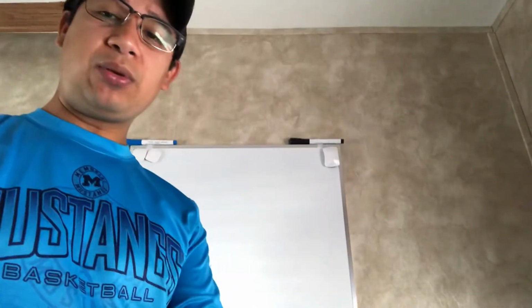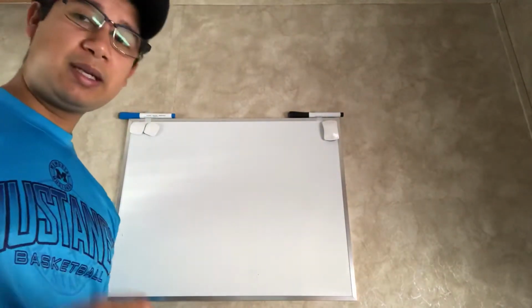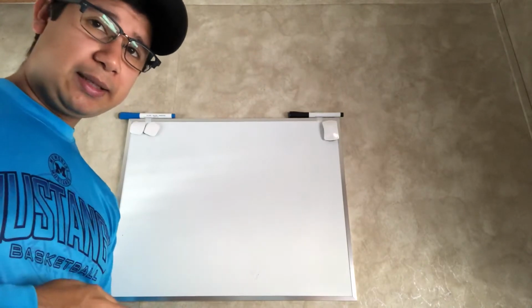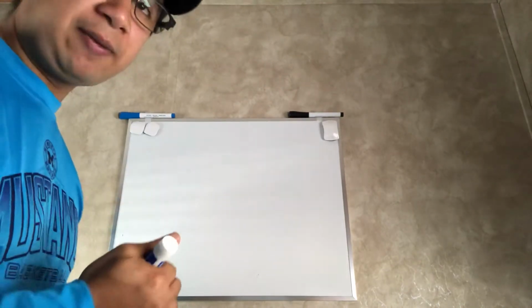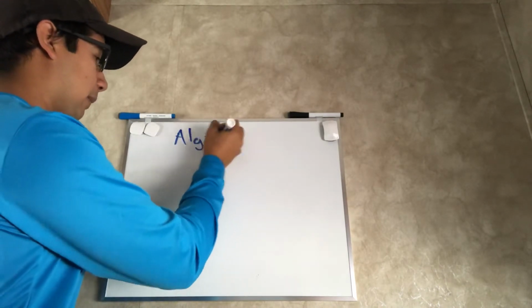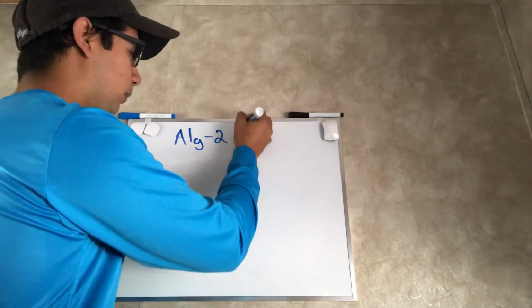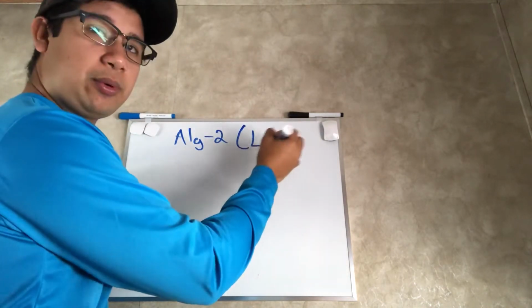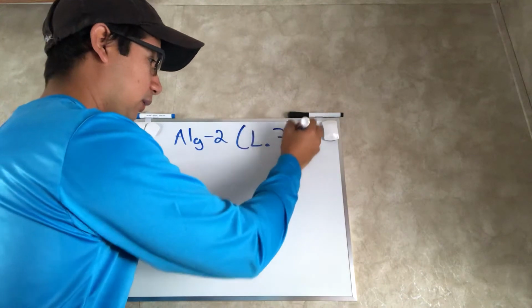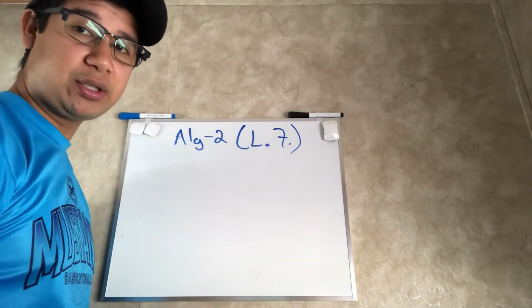I'm gonna be giving you guys IXL homework, and I'm gonna try my best to explain those IXL using YouTube, I guess. The ones that you have for this video are on Algebra 2, and this specific lesson is on L.7, multiply radical expressions.